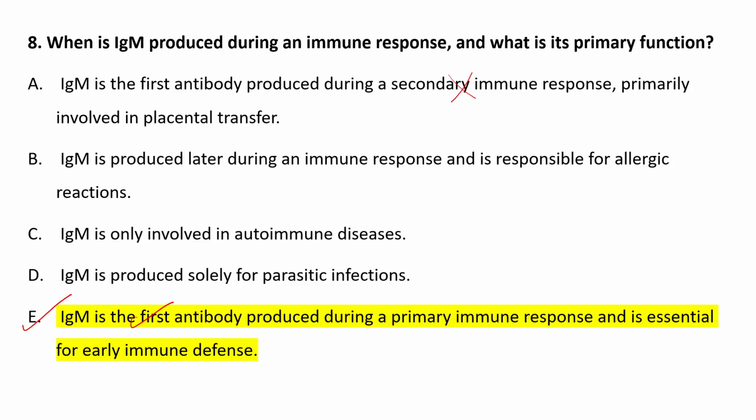IgM is produced later during an immune response and is responsible for allergic reactions? No, IgE is responsible for allergic reaction. IgM is only involved in autoimmune disease? No, there are other roles also. IgM is produced solely for parasitic infection? No, it is produced in all types of infections.